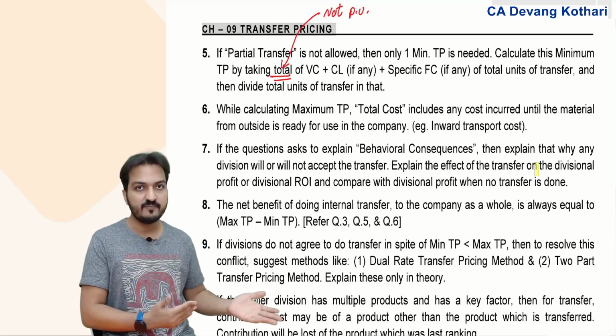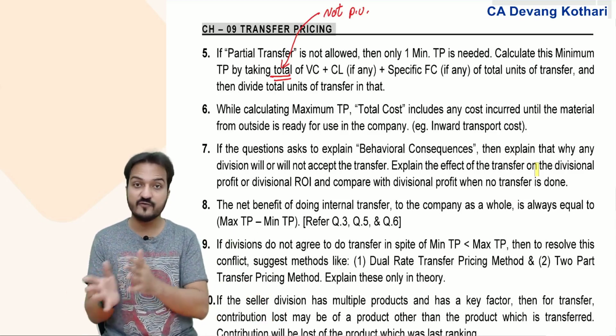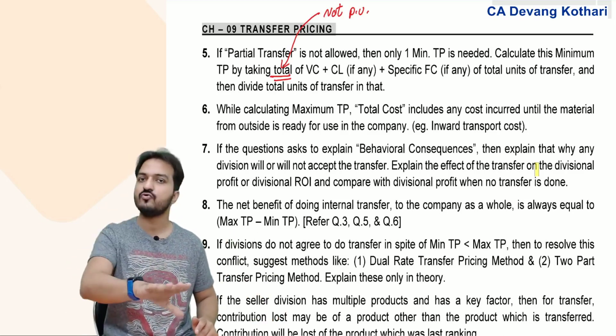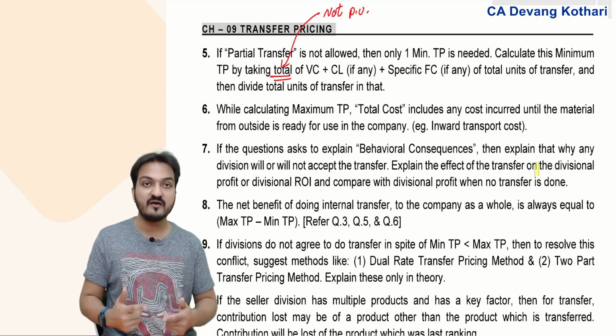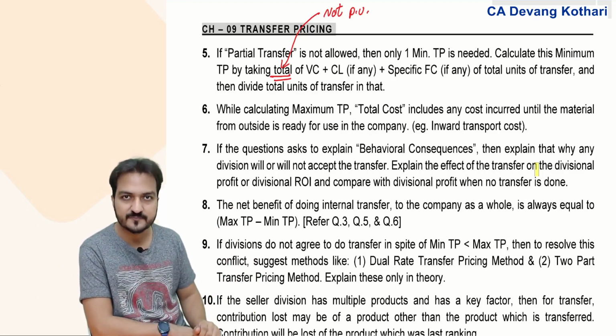Similarly, for division B, you calculate the profit that he would get before transfer, calculate the profit that he would get after transfer, and then describe whether he will be ready to do the transfer or not. How will he behave when I tell him to do the transfer? That is called the behavioral consequence.